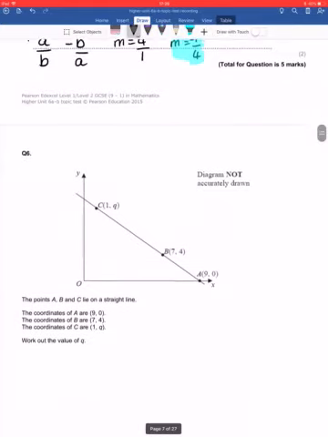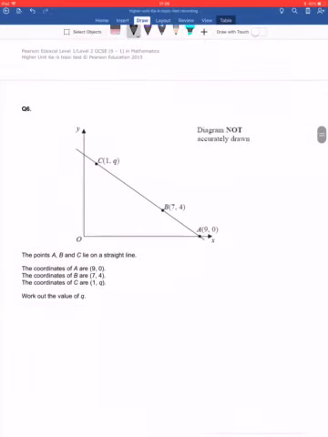Okay, question 6. The points A, B, C lie on a straight line. The coordinates of A are 9, 0, B 7, 4. The coordinates of C are 1, Q. Work out Q. Don't be put off by the Q, that it's algebra. Just go with what you've actually got. So if it's me, I like drawing in my triangles.